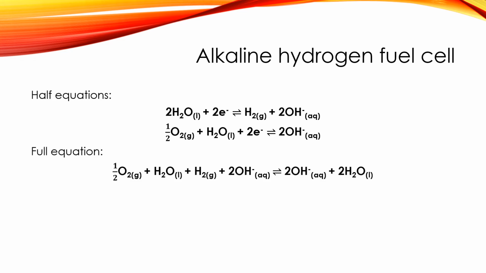This gives the full equation of half O2 plus H2O plus H2 plus 2OH- going to 2OH- plus 2H2O. Now, as you can see, we have common parts on both sides of the equation, and this means that the 2OH- can cancel out, and we have one water cancel out. This leaves the final equation of a half O2 plus H2 going to H2O.